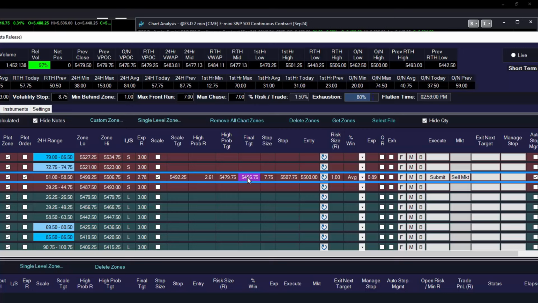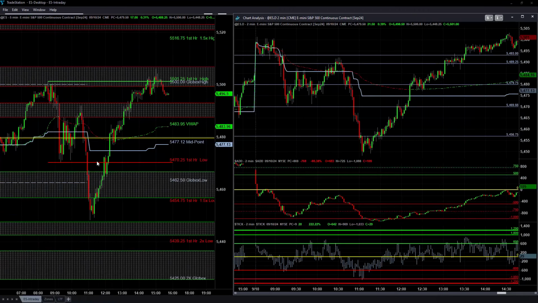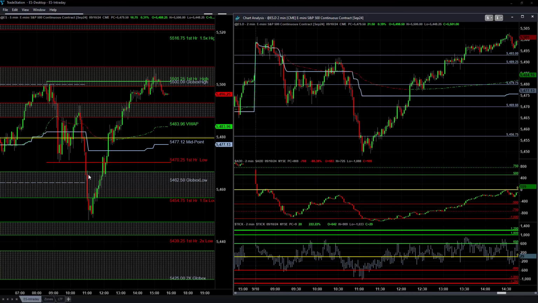I started with my target as being 54.66.75, and then after the market balanced at 54.70 to 71, I expanded the target. Because now, if we broke 70 quarter, we're not going to stop at 66.75. We're probably going to break that zone.